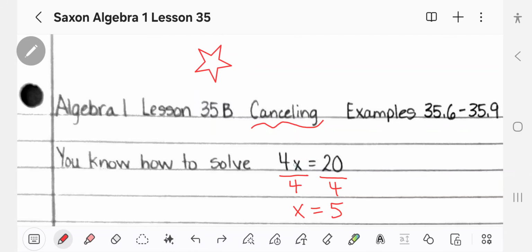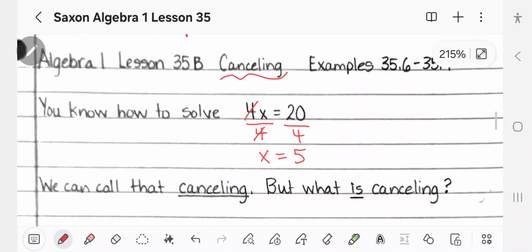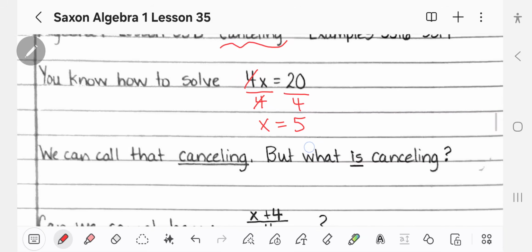Well, we were able to do that because we have a multiplication here, 4 times x, and it's divided by 4. And you could think of this as like 4 times 1 if you wanted to. And we can say, oh, 4 times x, 4 times 1, they both have a common factor, right? And we end up with x over 1, which is just x. So you can see, or maybe hopefully starting to see from this example, that canceling is really division, okay? So let's look at another example. We can call that canceling, but what is canceling? And like I said, it is a division, okay?